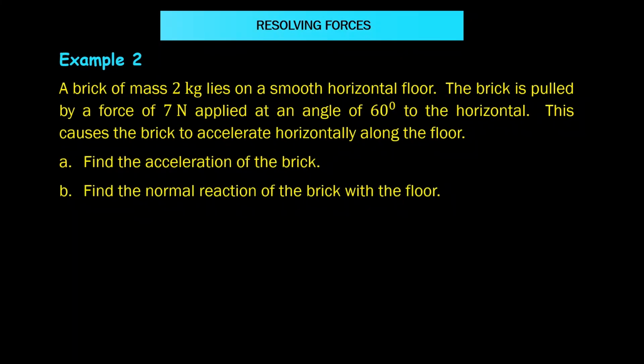Now let's take a look at another example. A brick of mass 2 kilograms lies on a smooth horizontal floor. The brick is pulled by a force of 7 newtons applied at an angle of 60 degrees to the horizontal. This causes the brick to accelerate horizontally along the floor. We are required to find the acceleration of the brick and find the normal reaction of the brick with the floor. Pause the video and have a go. Press play when you're ready to view the solutions.